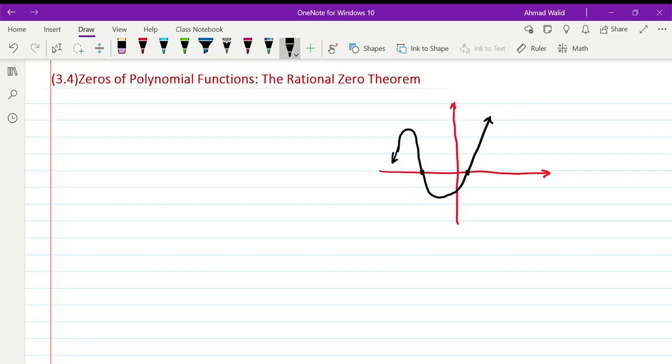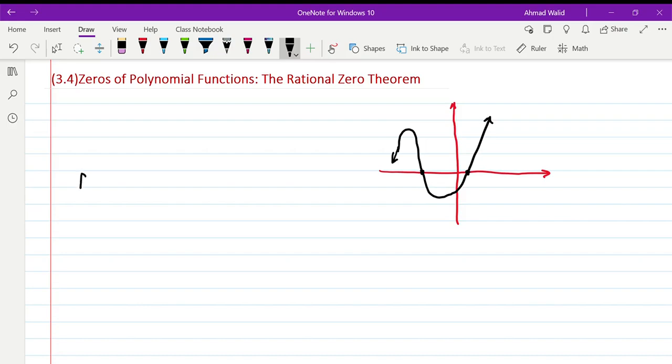The only method that you used at that time was factoring. But if you remember, I told you there are some polynomial functions that we don't know how to factor. They are higher degrees and we don't know how to factor them. Then there is another way to find those zeros. Now, the first topic, the rational zero theorem. Let me explain to you what the rational zero theorem is.